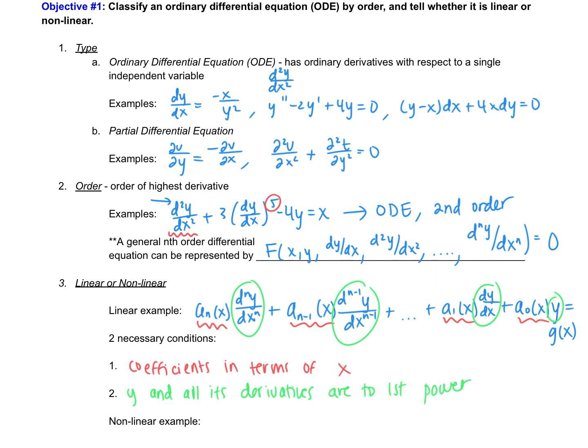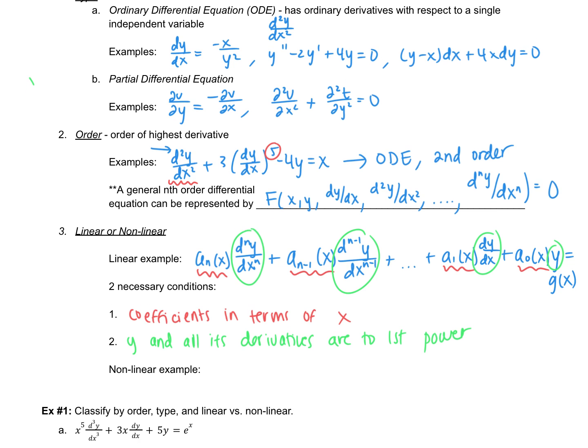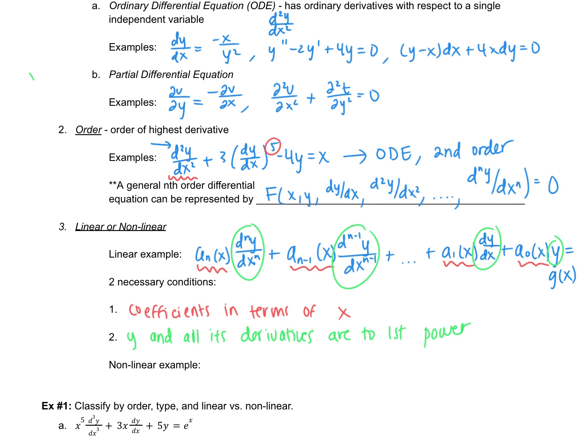Okay, any other equation would be nonlinear. So any other equation that does not meet those two requirements is going to be nonlinear. So if we go back to this example from above, our order example, this one is nonlinear. So I'm just going to copy it again. Second derivative of y with respect to x, add 3 dy dx to the fifth, subtract 4y is equal to x. Okay, so our coefficients are in terms of x. So if we check that, we have a coefficient of 1, a coefficient of 3, a coefficient of -4. Then though, when we check our derivatives, we see this derivative is to the fifth power, which makes this equation nonlinear.